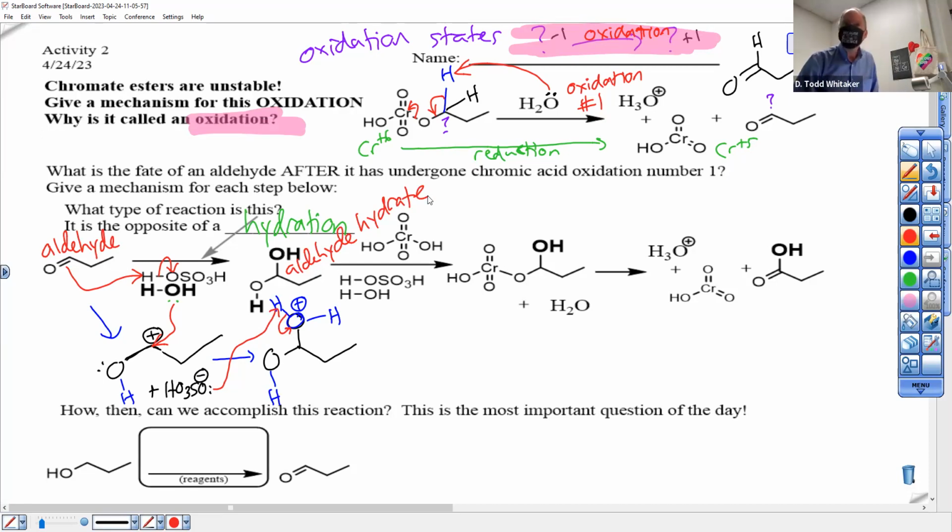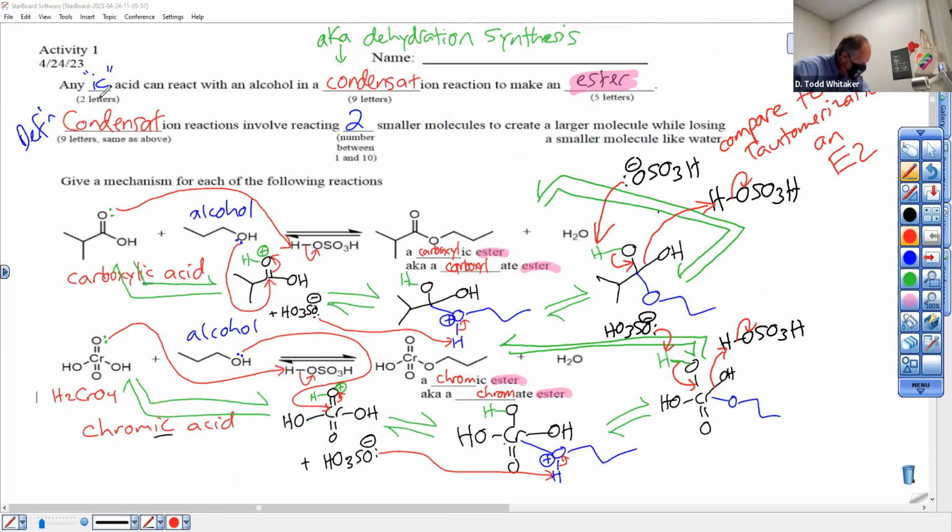Aldehyde hydrate is a new functional group you've never seen before. That's why I was puzzled. Because it's new. The important thing to know is an aldehyde hydrate has OH groups just like alcohol. What do alcohols like doing with ic acids? You want me to read these 2 sentences from the previous activity? What do alcohols like doing with ic acid? Any ic acid can react with an alcohol in a condensation reaction to make an ester.